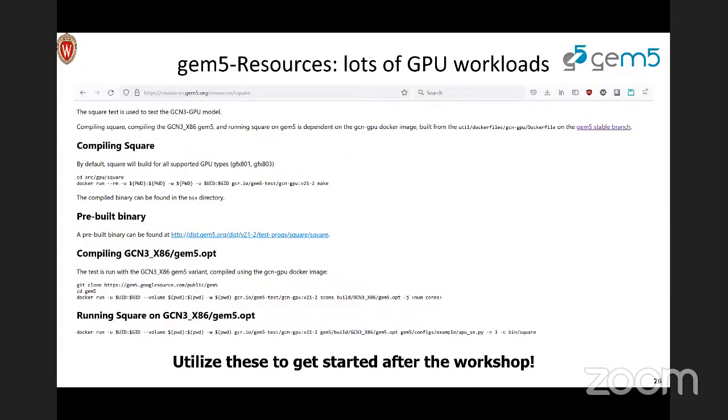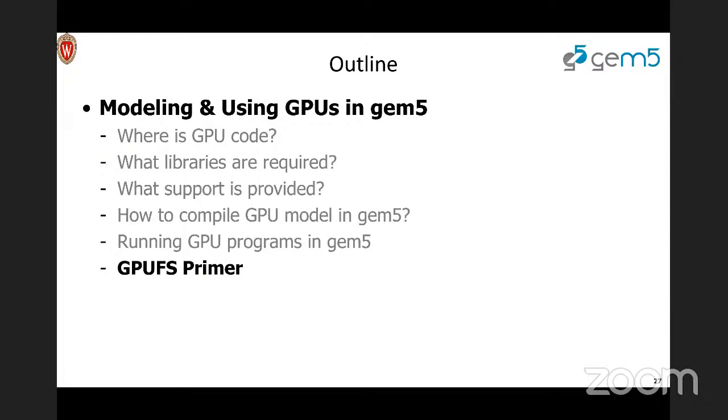Many of these, as I think Bobby mentioned before, we use to regress the model on a per commit, daily and weekly basis. So there's a pretty good chance that these things should work on the tip of develop out of the box. In the last 8 minutes or so here, I'm going to talk about switching from SE mode to FS mode. But are there any other questions with SE mode before we switch gears? Maybe a very high level question I should ask to start: why AMD GPUs?